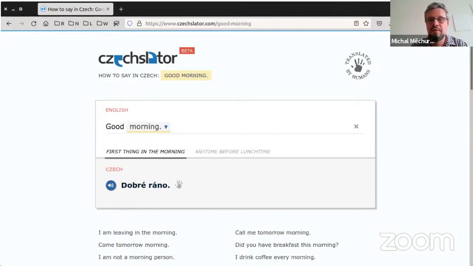Here's another example. There are two words for morning in Czech, depending on exactly which part of the morning you mean. So again, CheckSlater always gives you a choice. CheckSlater knows these things, and it gives you a choice by giving you these tabs at the top of the translation window. Now, there are many types of lexical ambiguity like that in the sentences that CheckSlater has in its database.